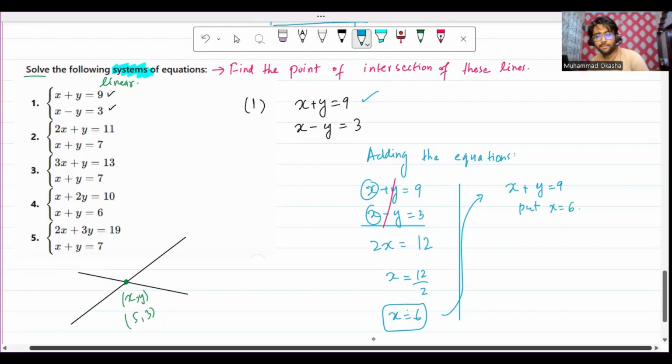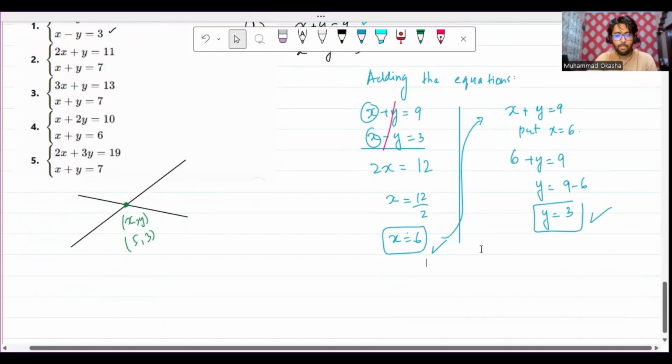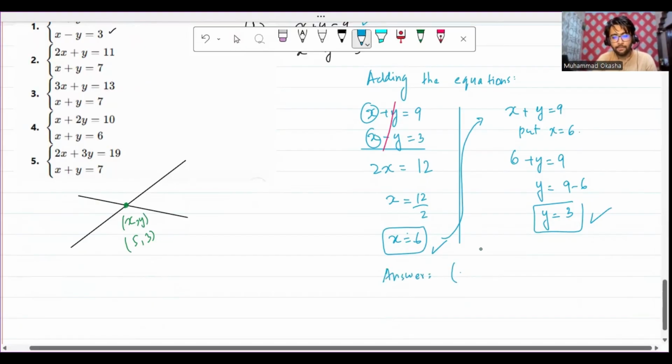And when we say put x equal to 6, it means wherever you see x written down, in place of x, write 6. So 6 plus y equals 9. So y is going to be 9 minus 6, and that is going to be 3. Once you have the value of x and the value of y, you're done. Your final answer has to be written in the form x comma y. Instead of x, write 6, instead of y, write 3. And that is your answer.